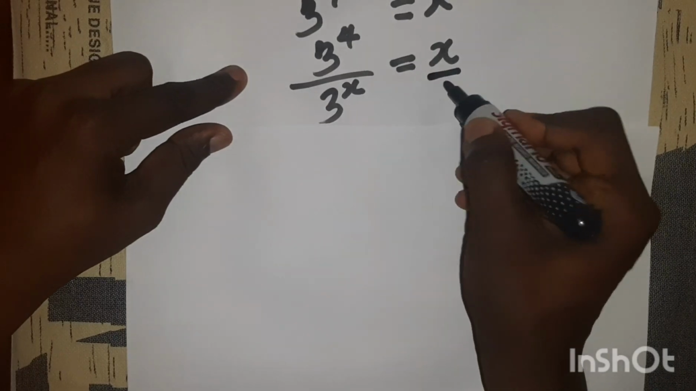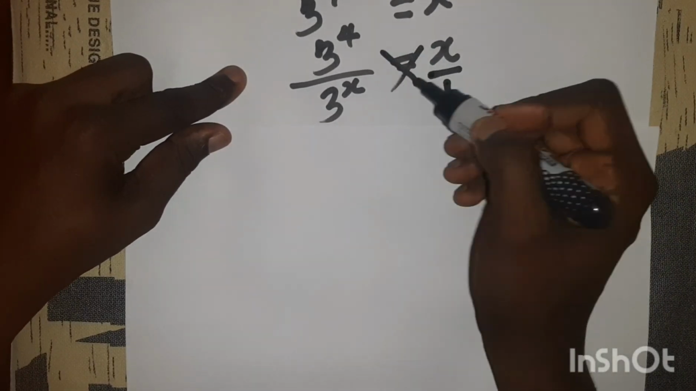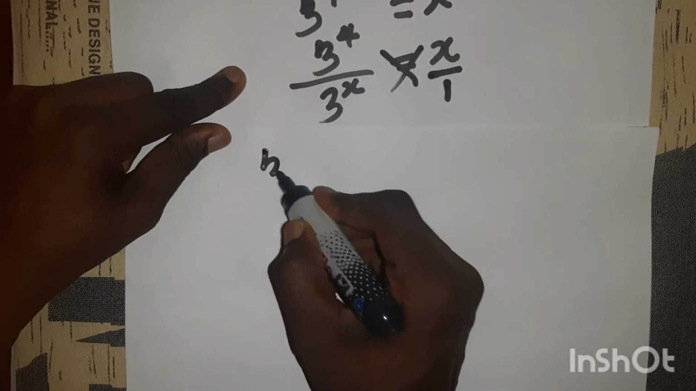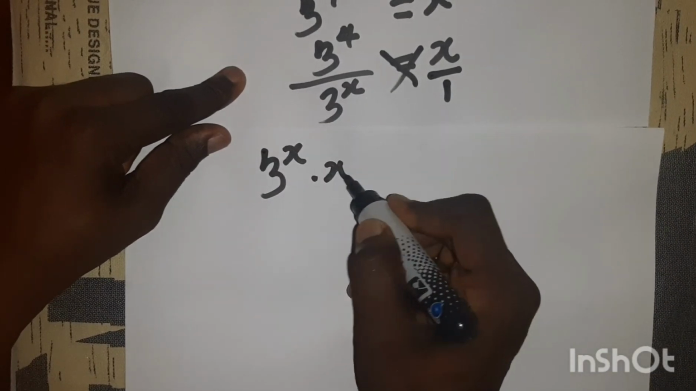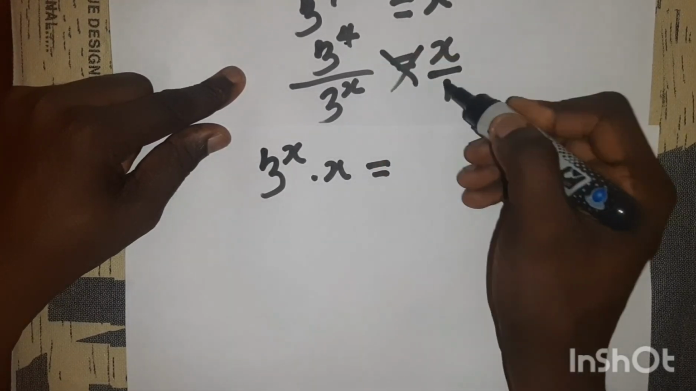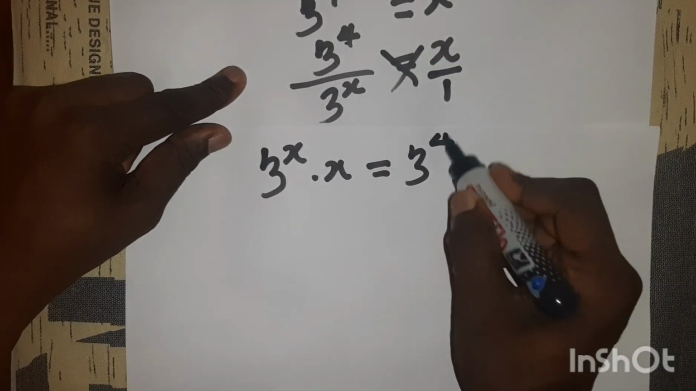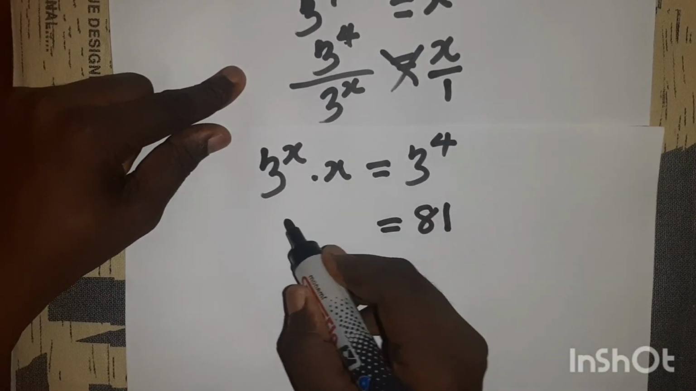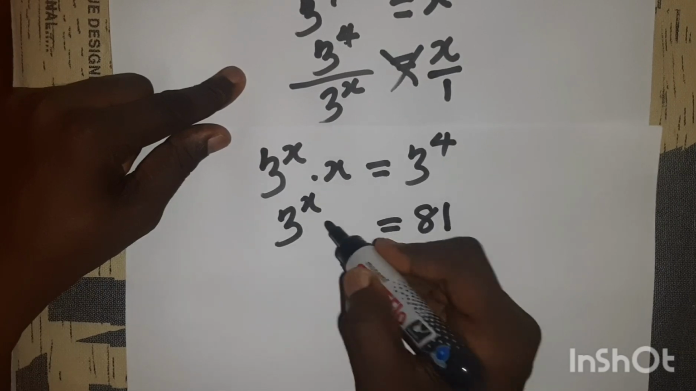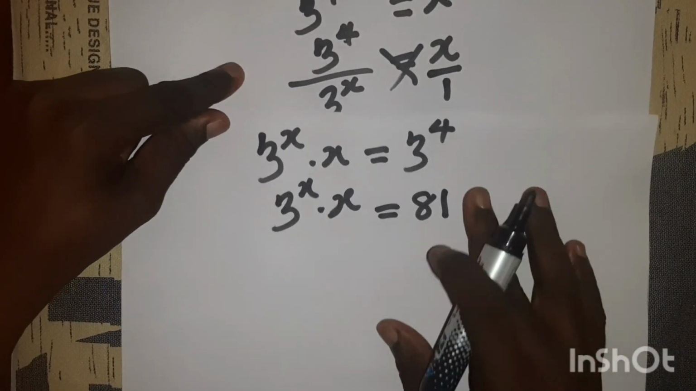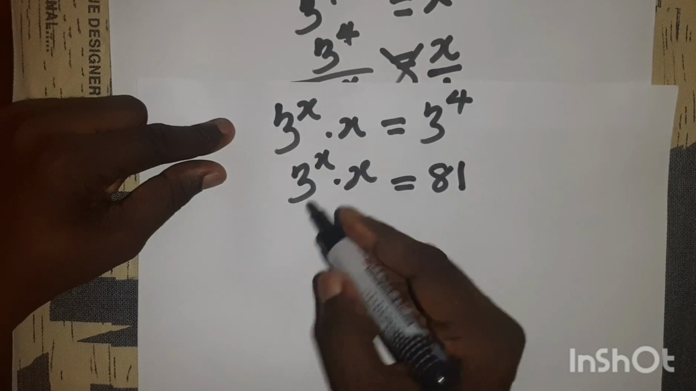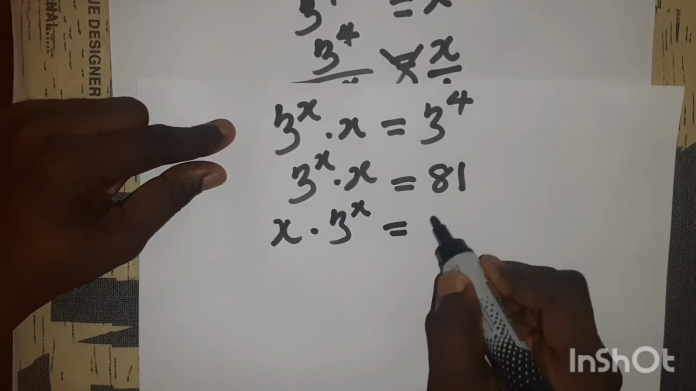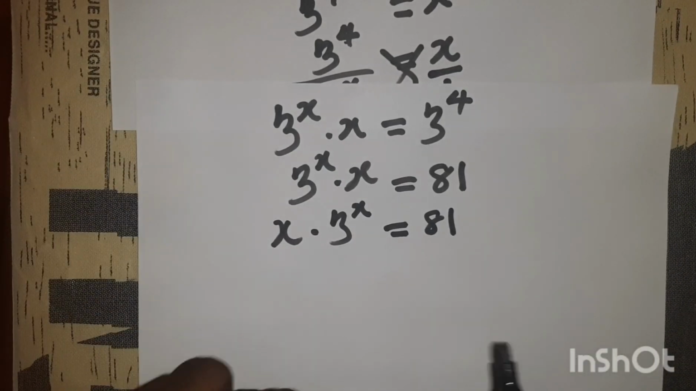I can cross multiply. So cross multiplying, 3 raised to power x times x gives me 3 raised to power x dot x equals 3 raised to power 4 times 1, which still gives me 3 raised to power 4. And of course, 3 raised to power 4 is 81. And then I still have my 3 raised to power x dot x. Since they are commutative, I can say x times 3 raised to power x is equal to 81. Still the same thing on the left hand side.